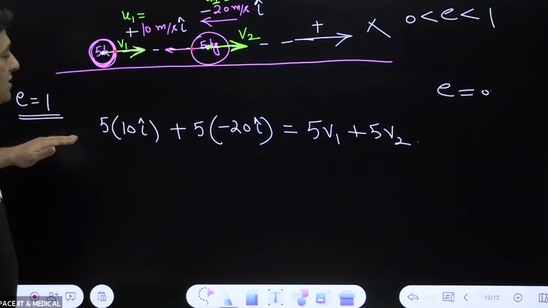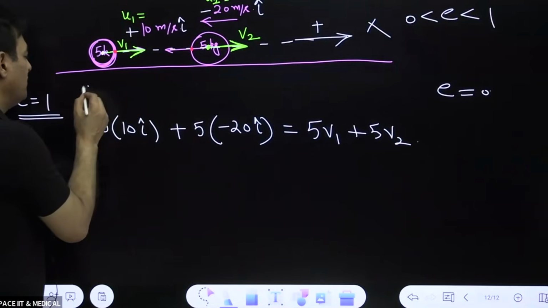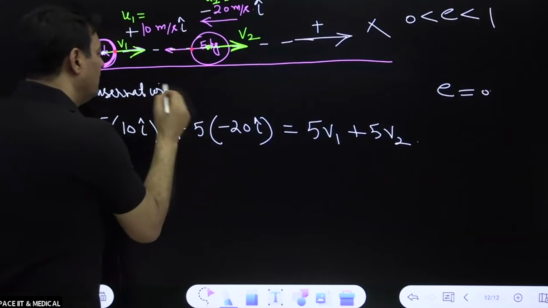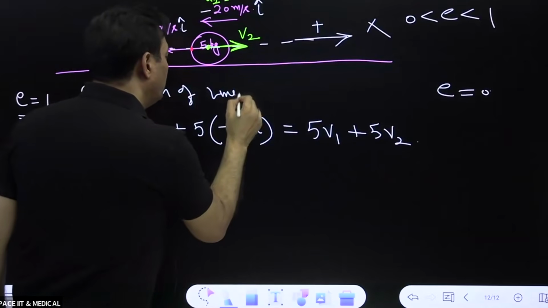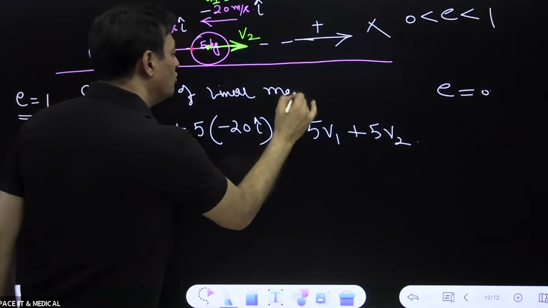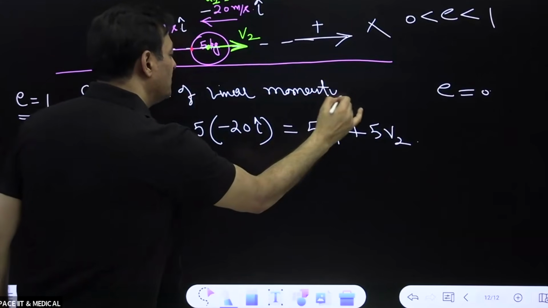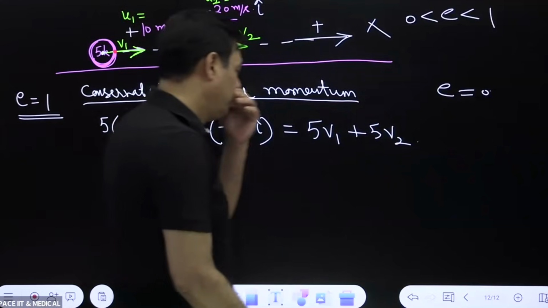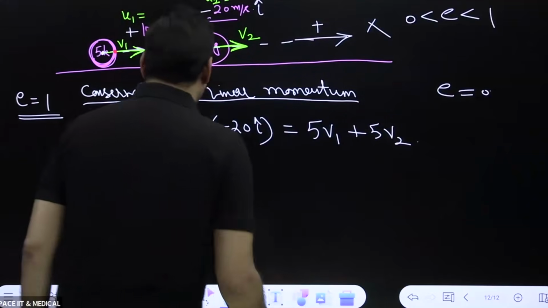Okay. This is the equation of conservation of linear momentum. I am doing a very basic question so that everyone is on the same page, and the next question will be an interesting question. Now, this is linear momentum conservation.